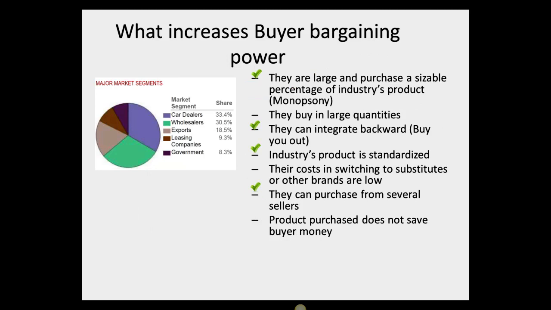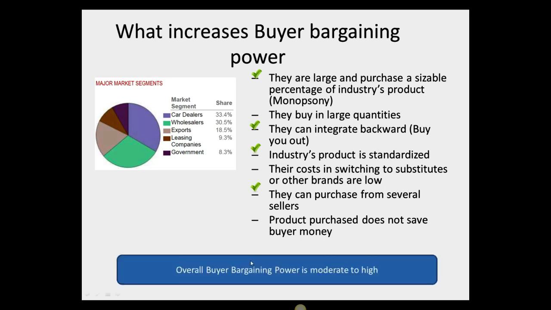So, bargaining power. So, using the bargaining power of buyers. Using the example of automobile manufacturers, you can see here there's various examples of bargaining power. So, for example, think of the different types of buyers out there. There's car dealers, wholesalers, exports, leasing companies, and government. Do they have very much bargaining power with automobile manufacturers? Well, they do have some, because they do purchase a sizable amount of the industry's product. Potentially they could integrate backwards, meaning that they could start manufacturing themselves.